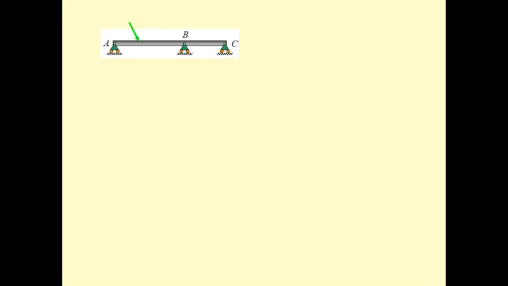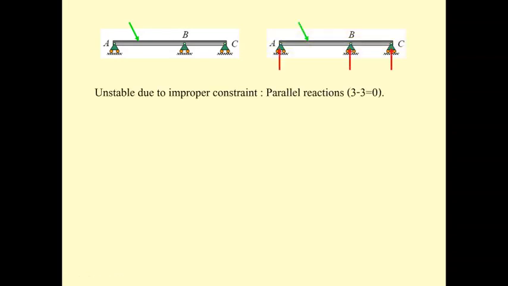Okay, coming to this beam. This beam has roller supports at A, B, and C. You can see that the reactions are going to be only in the vertical direction. Even though the unknown reactions, 3, equal the number of equations of equilibrium, due to the horizontal force this beam is going to move to the right, so it is unstable due to parallel forces or parallel reactions.